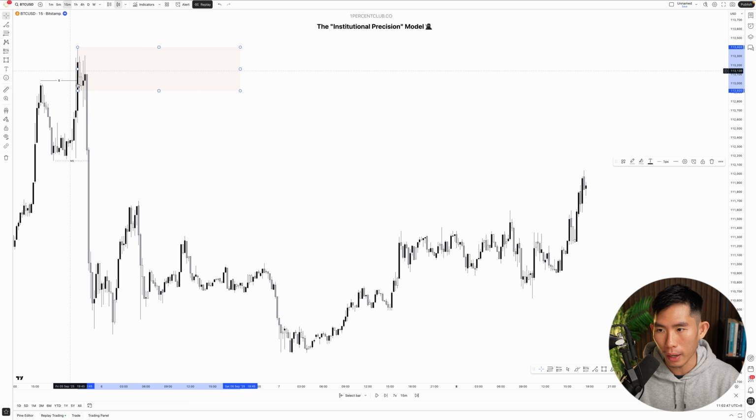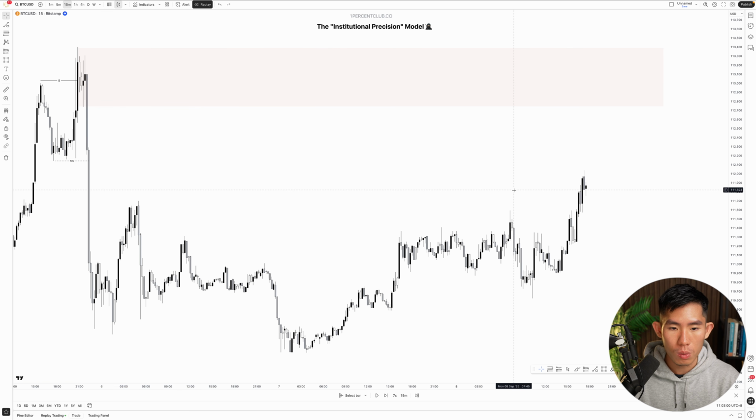And once again, you can either mark up the entire consolidation just like this, or you can mark up just the liquidity candle just like this, the candlestick that swept liquidity. Okay, so now what do we do?